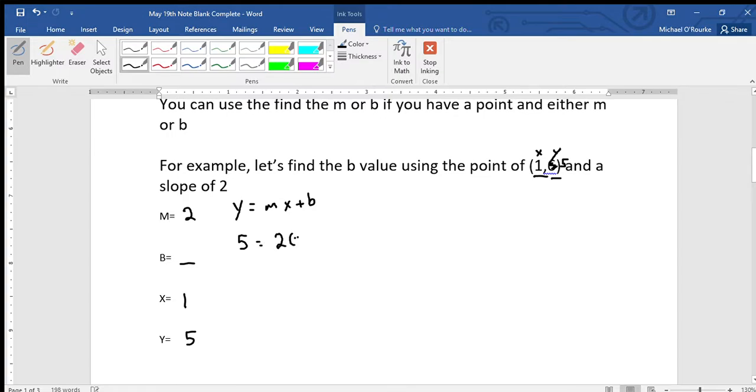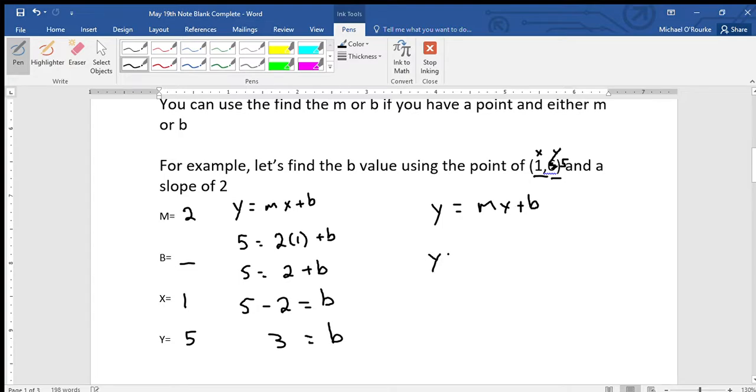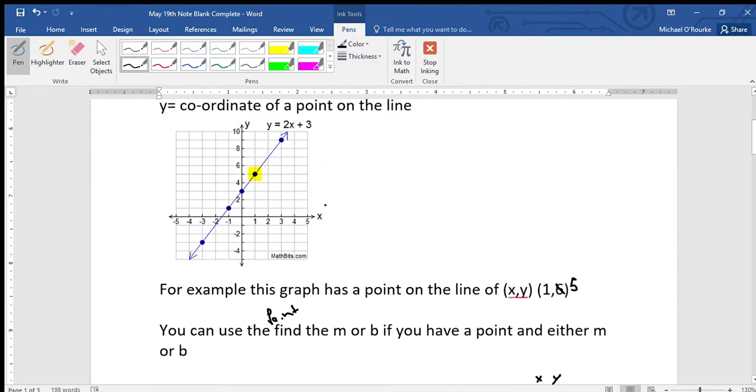m is 2 times 1 plus b. So 5 equals 2 plus b. Rearrange it, we get 5 minus 2 equals b. And then our b is going to equal 3. We rewrite it here: mx plus b. We're just going to fill in our blanks. So our m in this case is 2. Our b, which we just found out, is 3. And we can kind of confirm it here. If we look here, our y-intercept is 3.